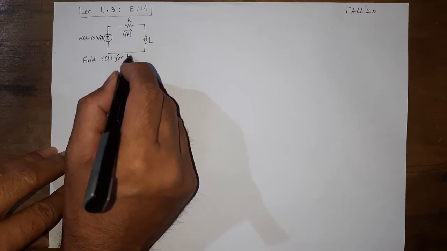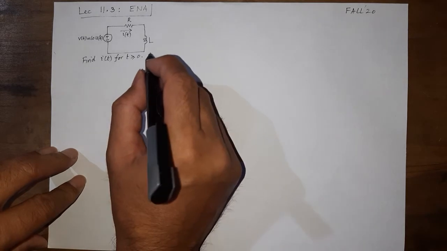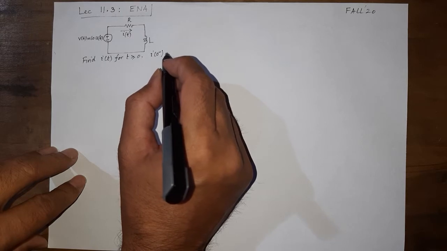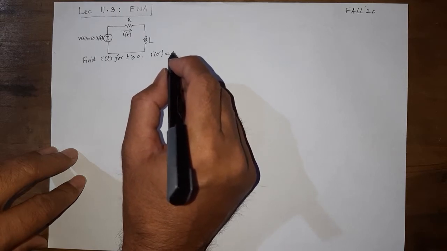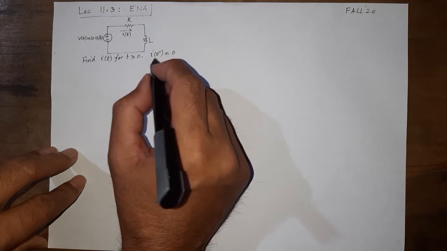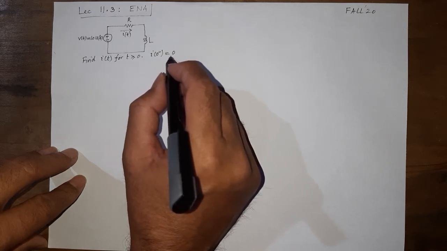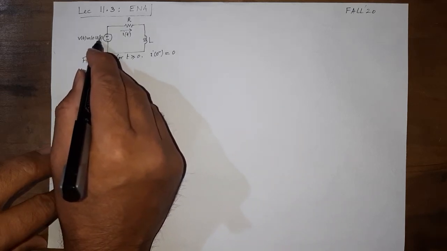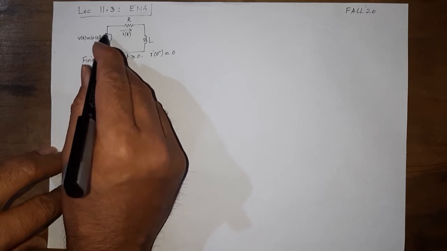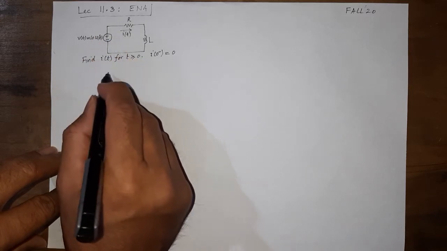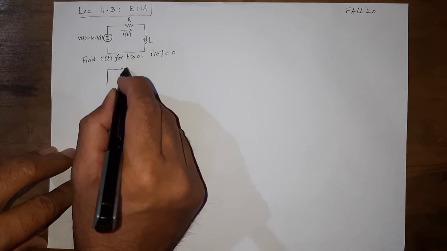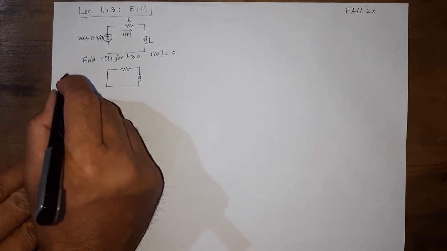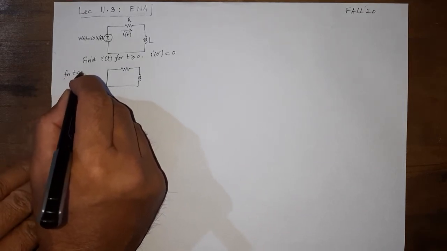The question is to find i(t) for t greater than 0, and the initial value of the current is 0. This can be found; actually, it should not be given. Even if it is not given, it can be found. Why? You can see that u(t) is 0 before t is equal to 0. So before t is equal to 0, this is a short circuit, and this is the circuit for t less than 0.